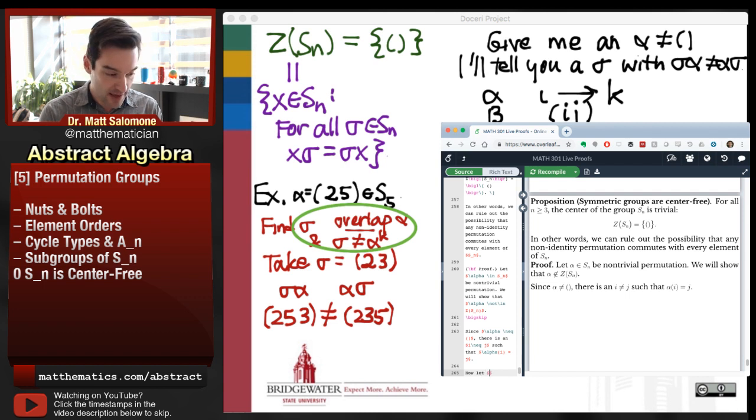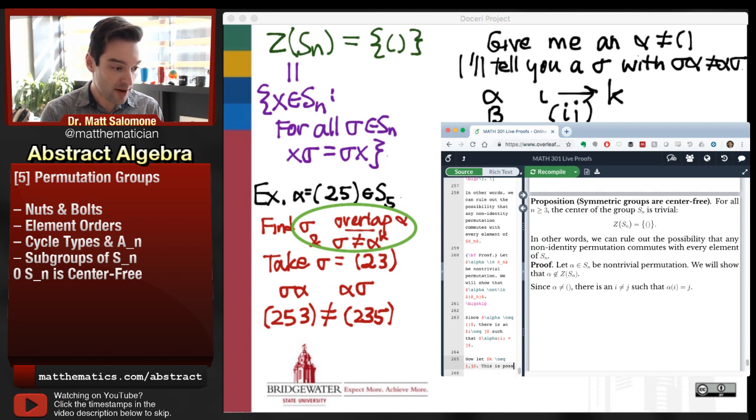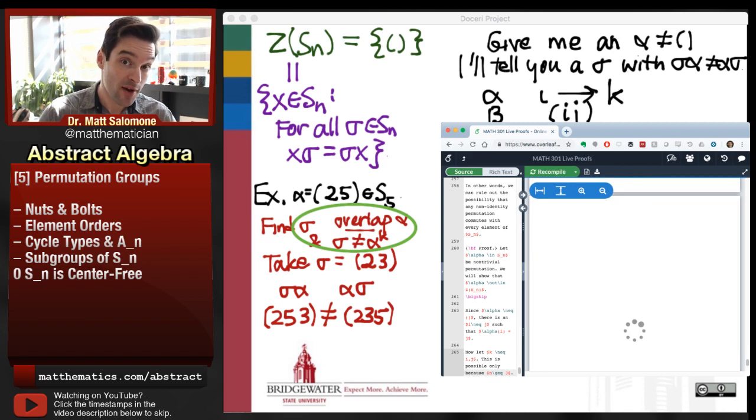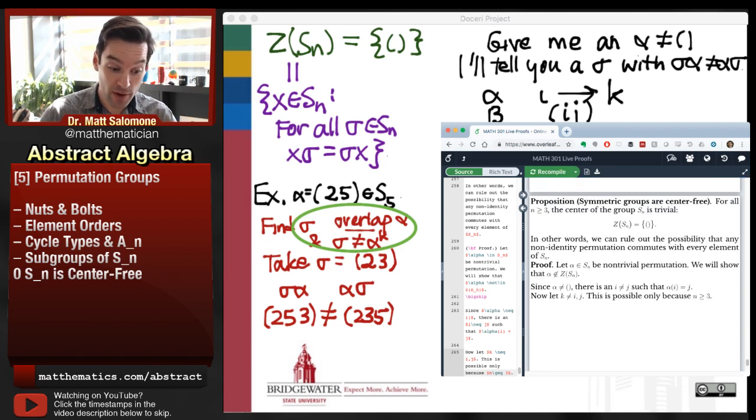Now let k be different from i and j. This is possible only because we have at least 3 positions to work with, only because n is greater than or equal to 3. So if alpha is moving one of them to another one of them, there's still one more position that I can choose from that's different from the other 2.